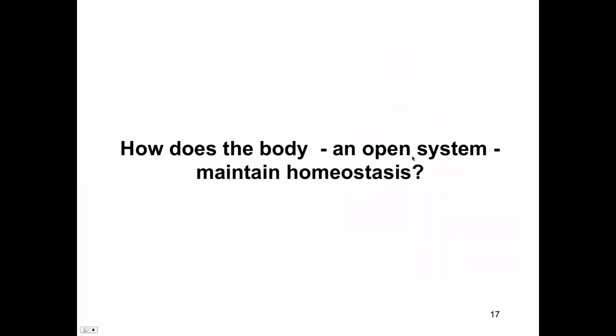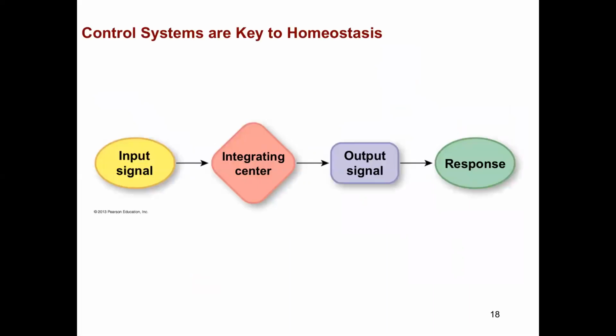So how does the body, which is an open system, do that, all right? This is where we have these control systems, and there's a lot of them in the body. There's some sort of a signal that's put in as an input, and then an integrating center. And you might think, well, the integrating center is the brain. It's not always the brain, all right? So you really have to look at the system that you're considering to understand where the information is being processed. And then that integrating center is going to send out a signal, and then there's going to be a response, all right? So these control systems are really key to maintaining homeostasis in physiology, okay?